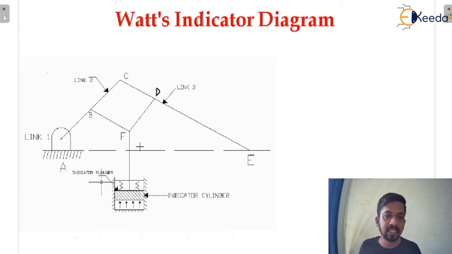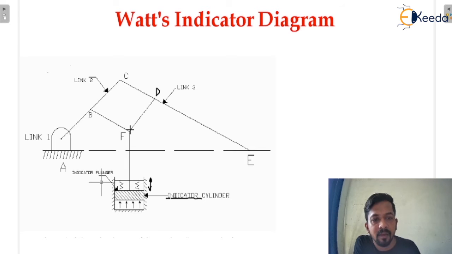Here you can see there is a link and there is an indicator cylinder here, and there is a plunger which is going to be attached here. Now this will have an upward and downward motion. There will be an upward and downward motion of this link. As this moves upward and downward, there will be an approximate straight line from this link.